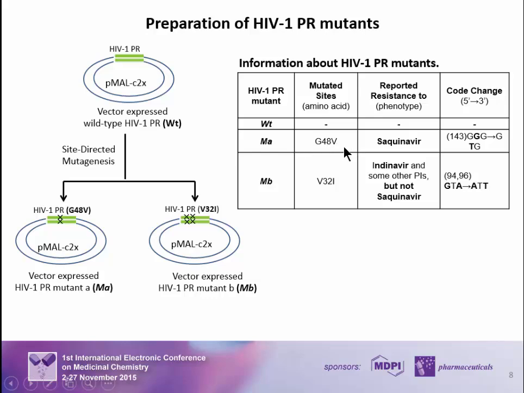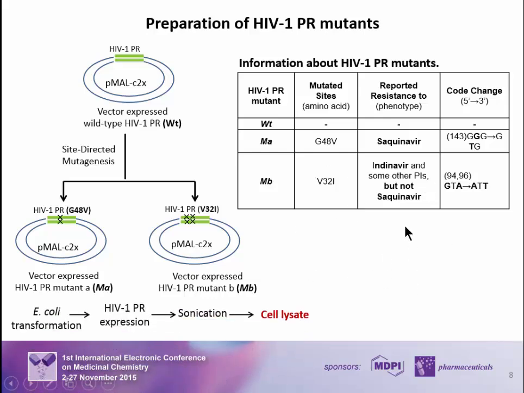The mutation G40AV has been reported to cause resistance to saquinavir, one of the clinically used HIV protease inhibitors. And V32I has been reported to cause resistance to indinavir and some other protease inhibitors, but not saquinavir. And the difference between them is the reason why we chose these mutations for this study.